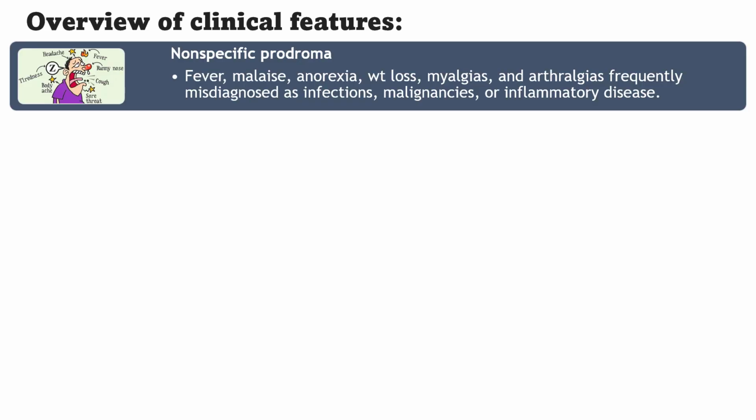So about the clinical features, ANCA-associated vasculitis usually starts with non-specific prodrome like fever, malaise, anorexia, weight loss, myalgia, and arthralgia. So these patients are frequently misdiagnosed as having infections or malignancies or inflammatory disease.